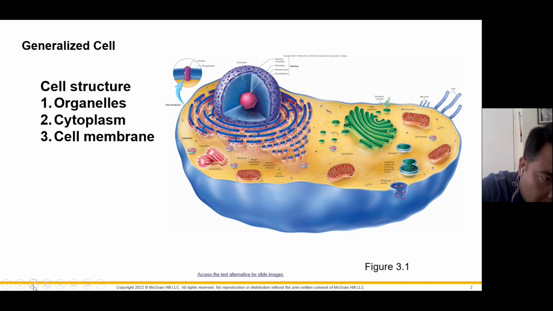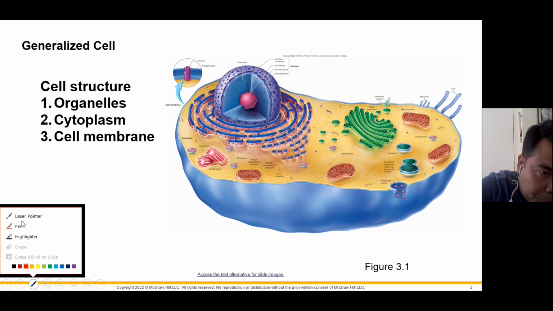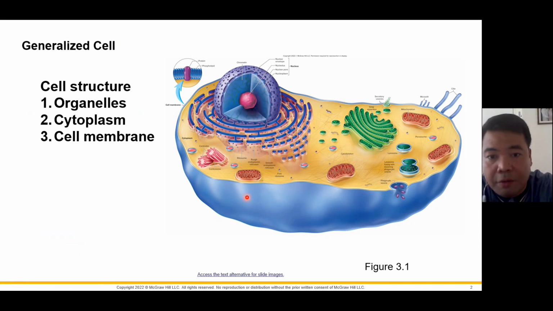Let me just use a pointer. Not all substances from the outside of the cell can readily go inside. And at the same time, not all substances from the inside of the cell can readily go outside. Again, it is because of the presence of this selective barrier. It selects, and that's the reason why it is described as selectively permeable. It selects substances that will be allowed to go inside and also to go outside.